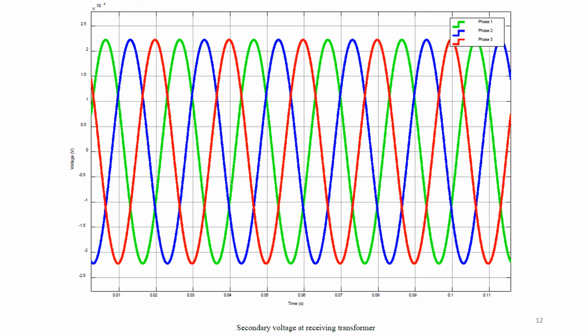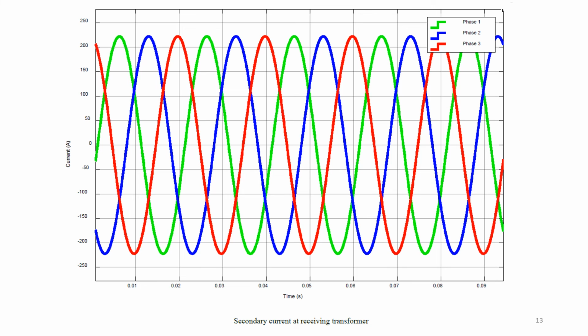This is the secondary side of the transformer, and this is the secondary voltage at the receiving transformer side. So as in case one there are no faults, the voltages and the currents are not showing any faults. In here the diagram states current versus time, the secondary side current at the receiving transformer.